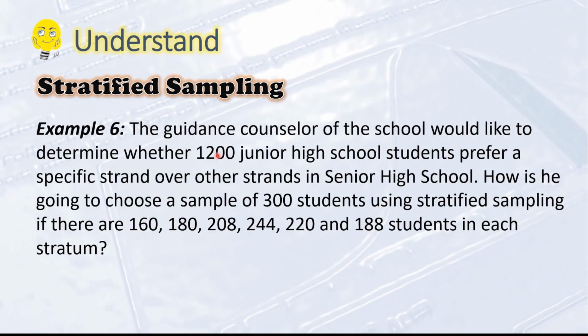The guidance counselor of the school would like to determine whether 1,200 junior high school students prefer a specific strand over other strands in senior high school. How is he going to choose a sample of 300 students using stratified random sampling if there are 160, 180, 208, 244, 220, and 188 students in each stratum?